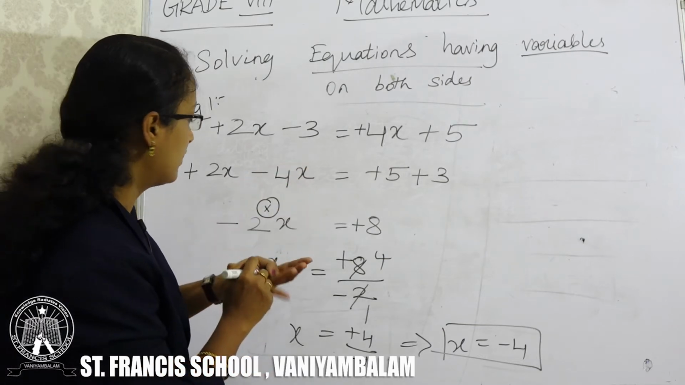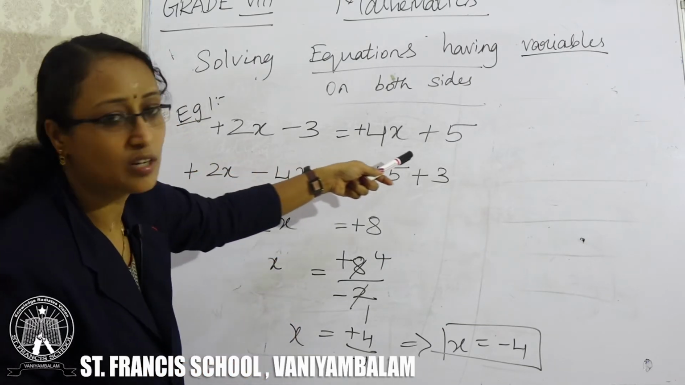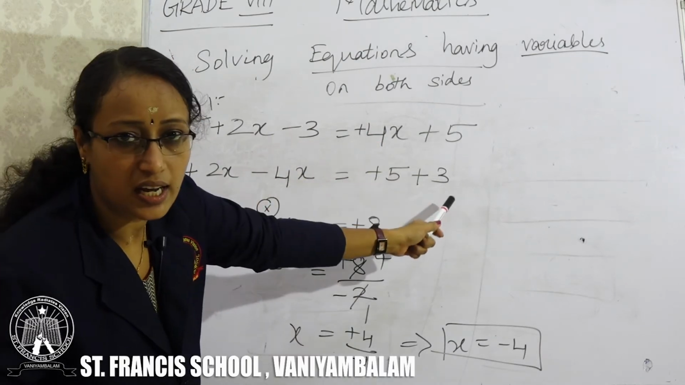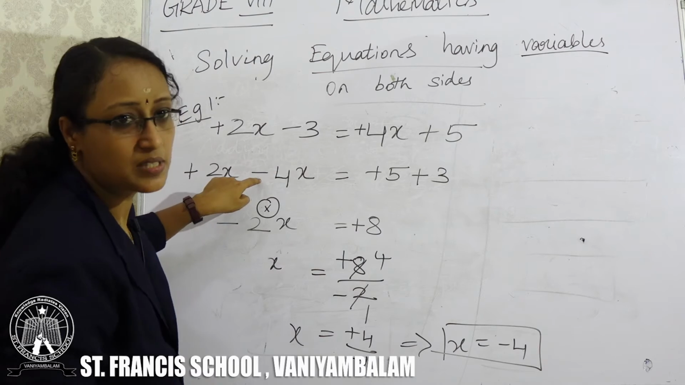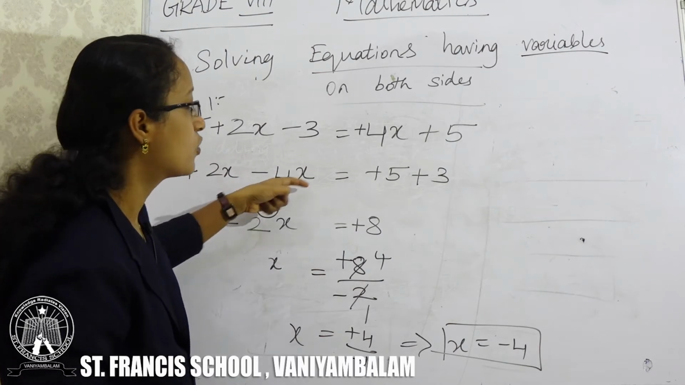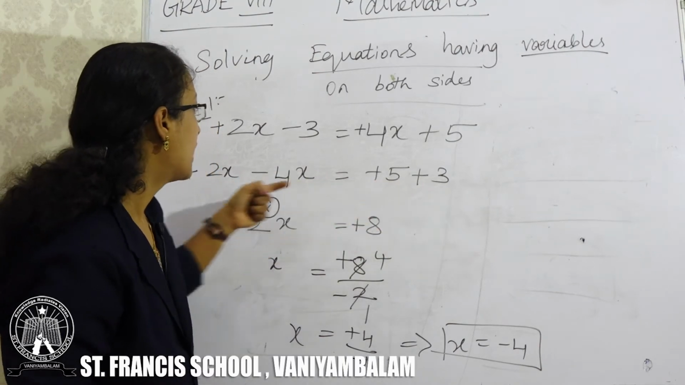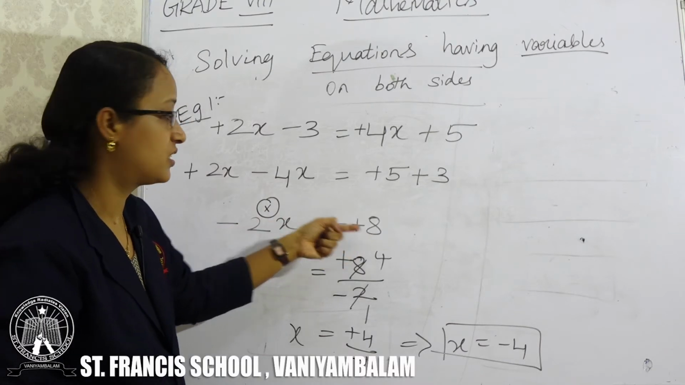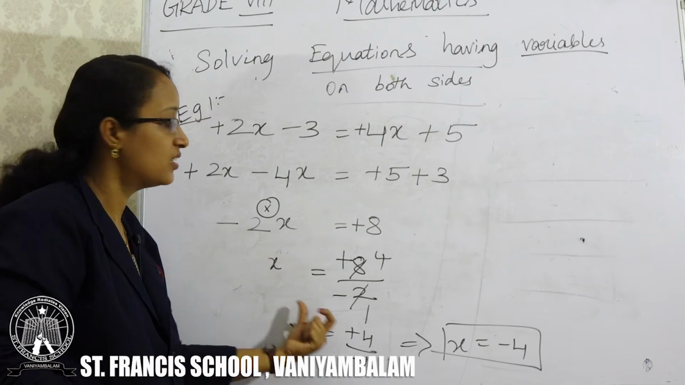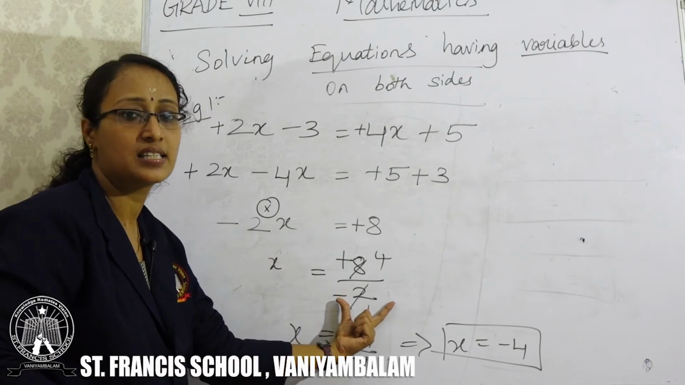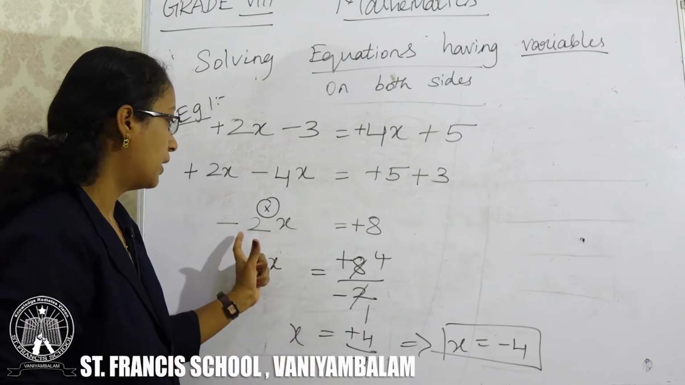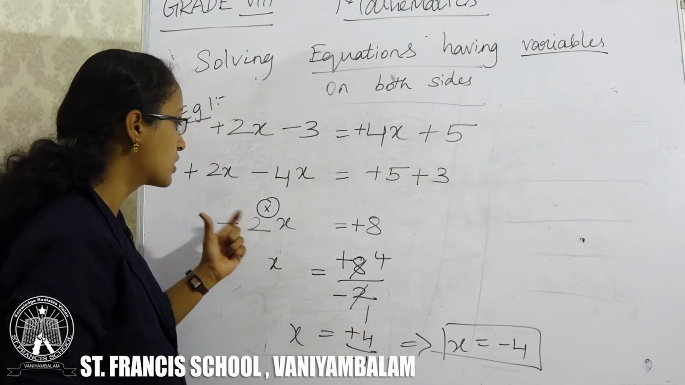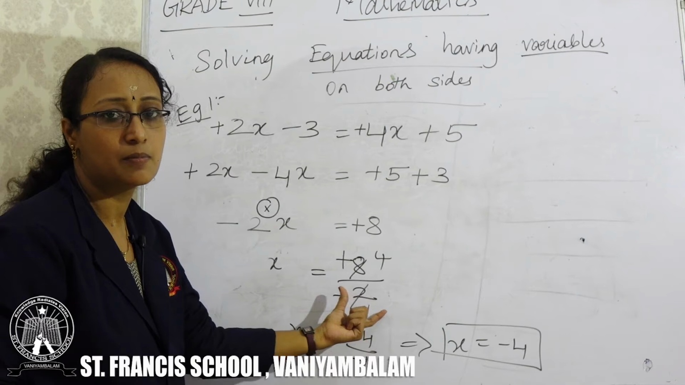One more example. Children, listen. Once again I will explain this. 2x minus 3 is equal to 4x plus 5. Take the variable to the one side and constant to the other side. So plus 4x when it comes here, minus 4x. 2x minus 4x is equal to 5 plus 3. And when you solve this, you will get minus 2x equal to plus 8. And 2 and x is in multiplication. When it goes to the right hand side, multiplication becomes division. So plus 8 divided by minus 2. 2 symbol is minus. So write it with symbol.